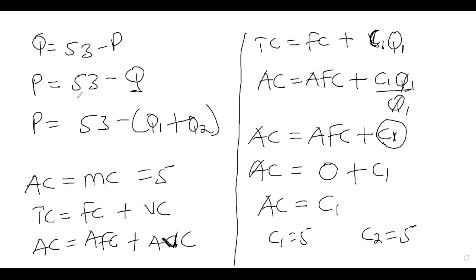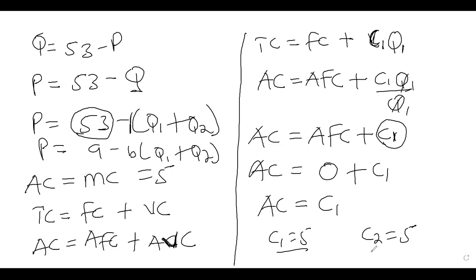Now remember, from this, when we juxtapose this with this formula, A minus B into brackets Q1 plus Q2, what it means is that our A is 53, and then our B is an imaginary 1, which is here. So put in mind that A is 53, B is 1, okay? And then C1 is 5, C2 is also 5.